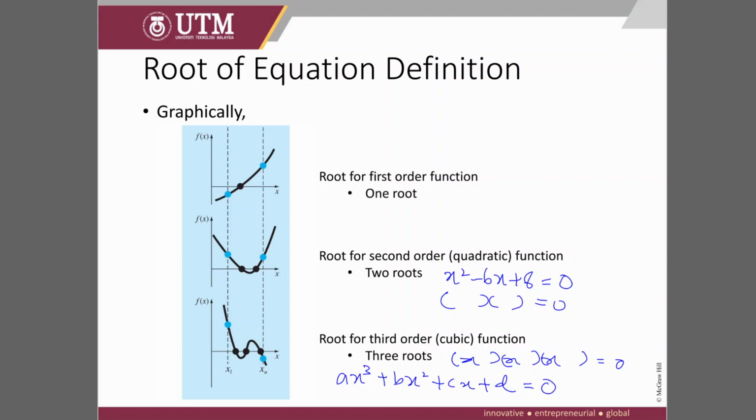In this case, it is straightforward. Let's say x plus 3 equal to 0. What is the root? The root is just x equal to minus 3. And what is the order here? This is x to the power of 1. So there's only one root. If we write x to the power of 1, we know it's the power of 1, then we have only one root.